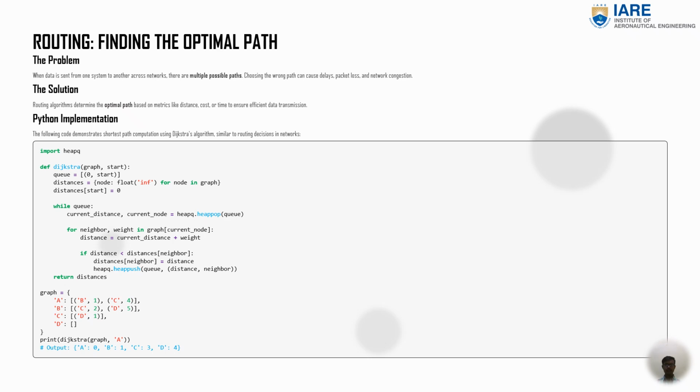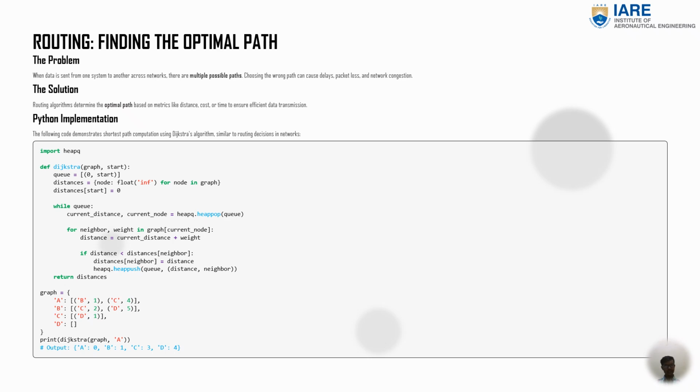Here the main loop, the core logic. While q, that means run until the queue becomes empty. Step 1. Get the closest node. current_distance, current_node = heapq.heappop(q), which means remove the node with the smallest distance. This ensures we always process the nearest node first.